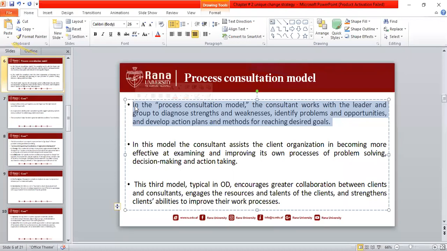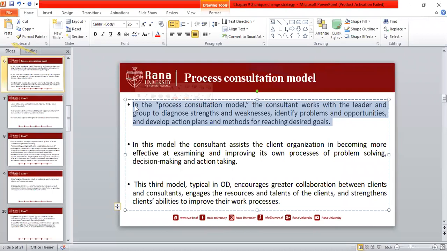Similarly, in the first model, only two persons were available. In the second model, only two persons. In the third model, a group of people. It means the OD consultant is negotiating not only with the leader, he also negotiates with the other members of the organization. Here, in the process consultation model, the problem is identified jointly. Jointly identifying the problem means the members of the organization are also involved in bringing suggestions or solutions for any problem.